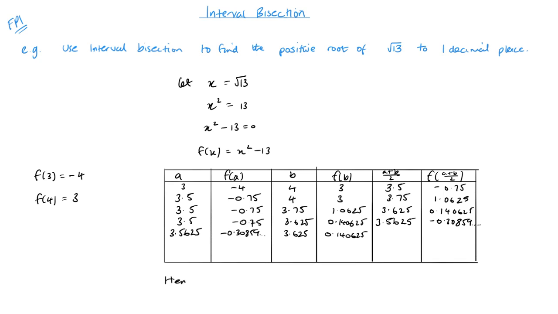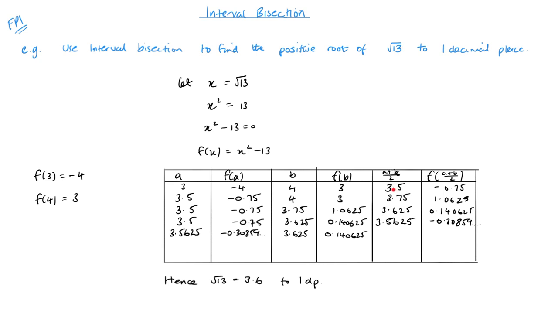So I can put, hence, square root of 13 is equal to 3.6 correct to 1 decimal place. And that's it done. I've now used interval bisection to find root 13 to 1 decimal place. Sometimes the question says, find the first and second approximation.